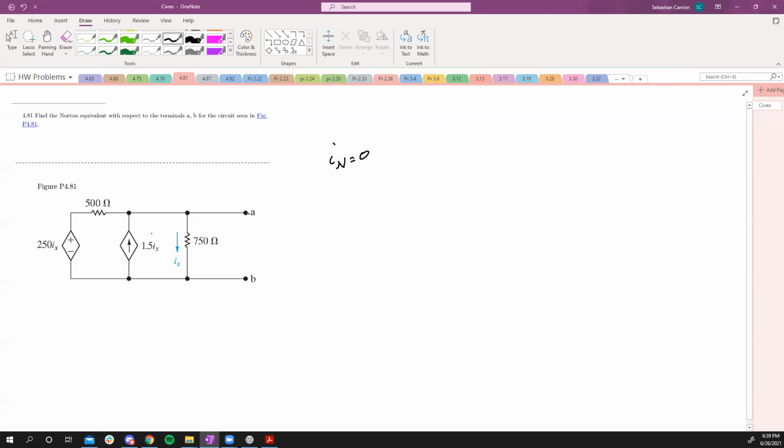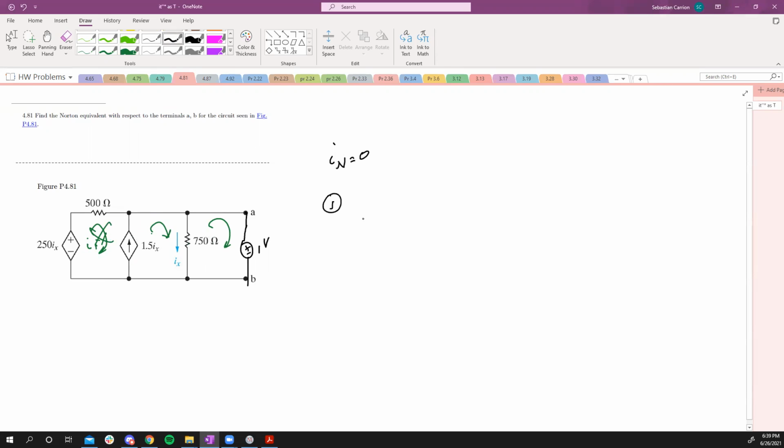So for simplicity, just to make it simple, I'm going to use a voltage source. I'm going to call it 1 volt, and I'm going to draw the loops. Call this one I1, which this one doesn't really matter, right?